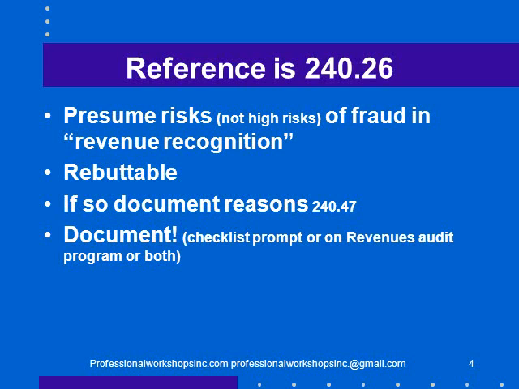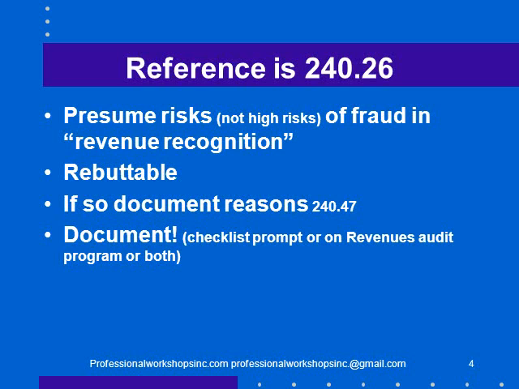Now, the reference in standards is to 240.26, and that tells the auditor that we are to presume risks, not high risks, but presume risks of fraud in revenue recognition. And this is a rebuttable presumption. So if we think about it and have reasons that we think we have rebutted the presumption, we document that and then proceed to assess risk of material misstatement for revenues in the normal fashion, which could include risk of material misstatement being low.